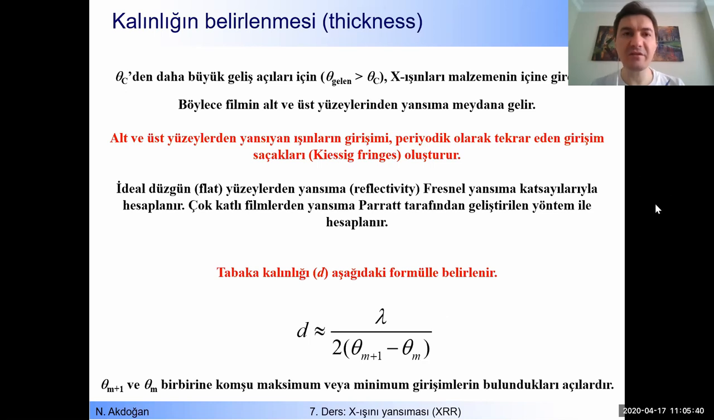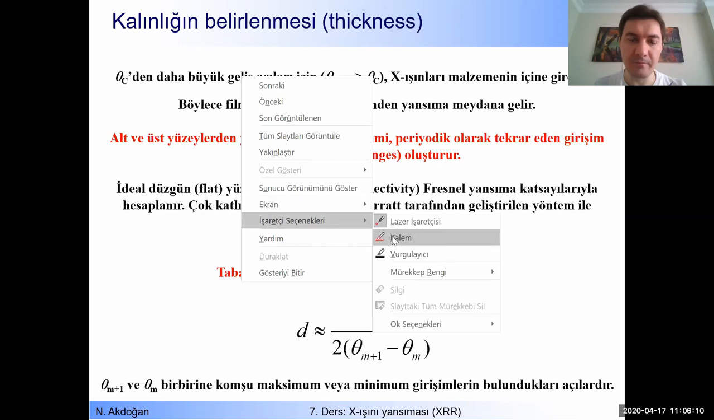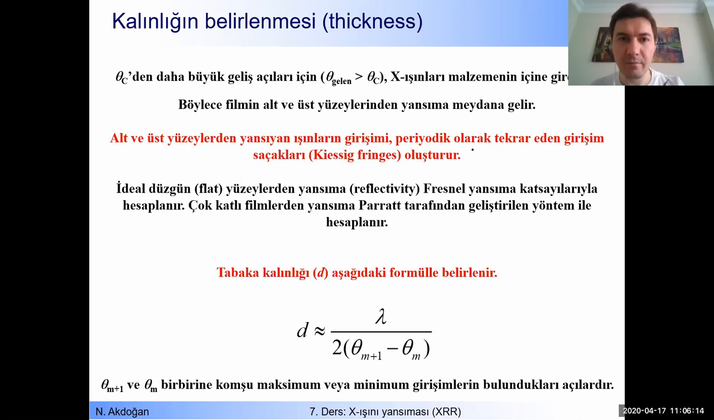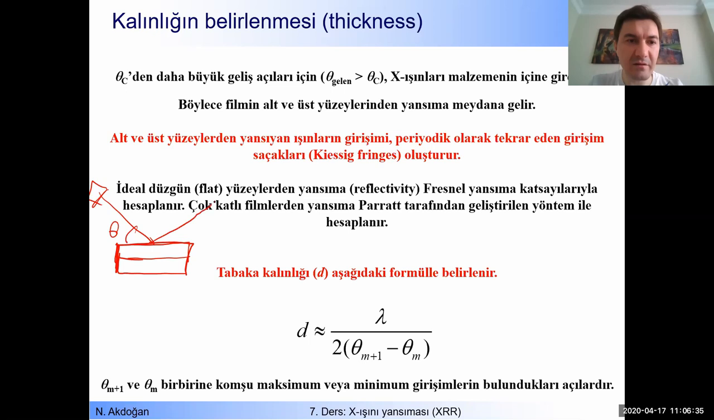Okay, now let's continue with the determination of the thickness in X-ray reflectivity experiments. If the incident angle is bigger than the critical angle, then X-rays can enter into the material. So then there will be reflection from the top and bottom surfaces of the films. Let me draw it like this. So here we have a sample, and here we have an X-ray beam. This is theta incident, and this is the detector here. Okay, same theta angle.